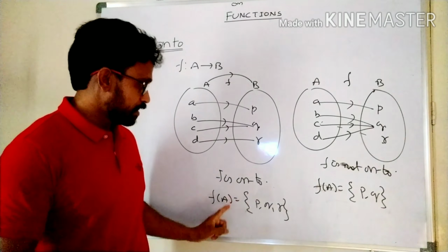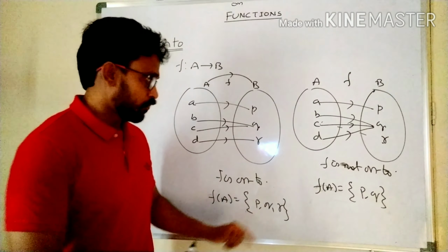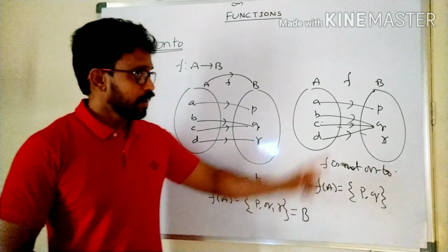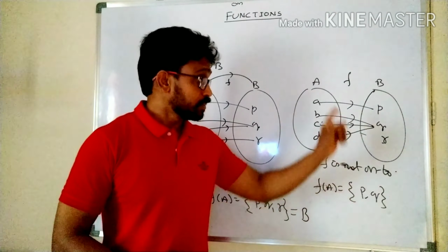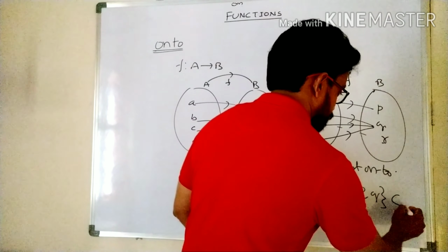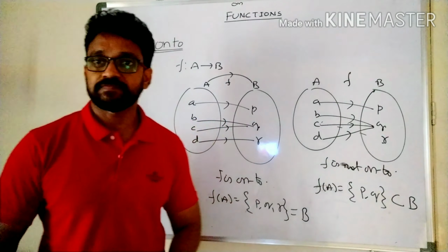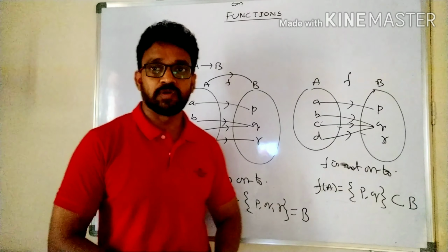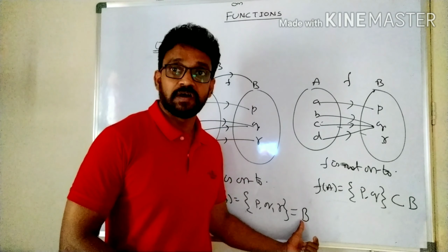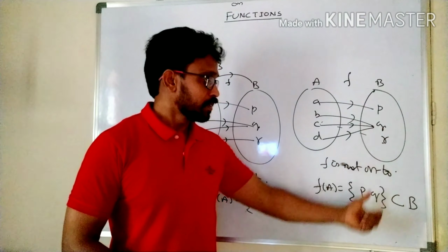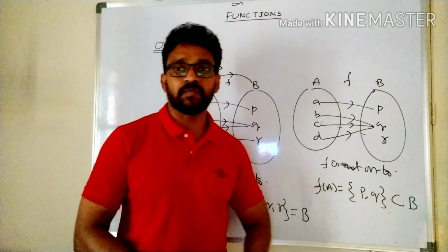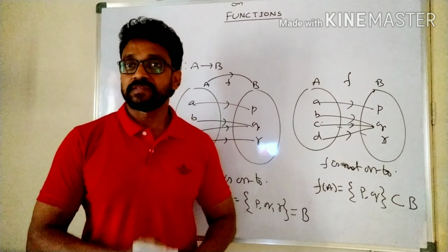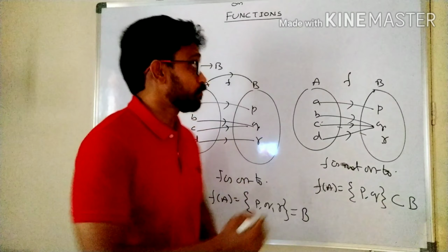One observing point here: in the first example, the range of the function is equal to what? Very clear, the codomain. And the range of the second function is a subset of its codomain. Observing here, the range of the function is equal to the codomain when the given function is onto, and here the range of the function is a subset of the codomain, so f is not onto. That's why one condition I will tell now.